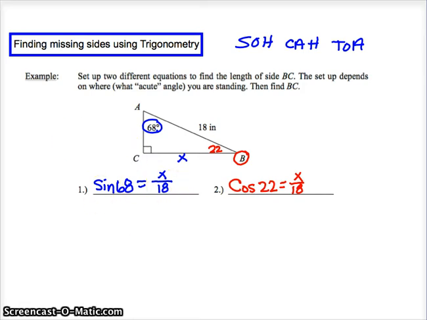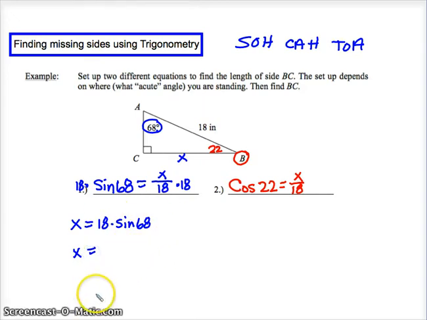Right? Just like earlier in the year when we were solving for x, we're trying to isolate a variable, I've got x divided by 18. So to get x all by itself, I need to multiply both sides by 18. Okay? So x now equals 18 times the sine of 68. You can go ahead and put this right into your calculator.